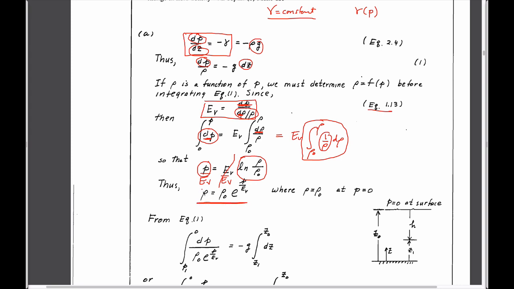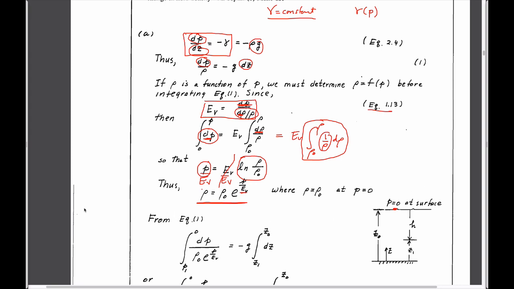So this defines our density as a function of a reference density on the surface, and as a function of the pressure that we find at a point at some depth in the ocean or in the water column, and the magnitude of the bulk compressibility of the liquid. So that's the first thing we have.